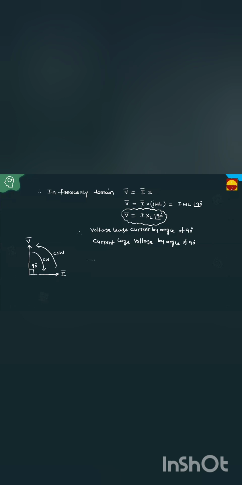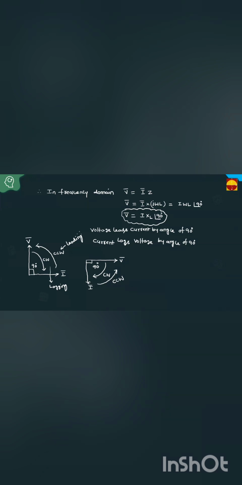Or you can also represent it like this. This is V bar and this is I bar. If you measure in the clockwise direction, current lags the voltage. Clockwise is lagging, counterclockwise is leading, so voltage leads the current. Then how can we define it? Clockwise, current lags the voltage by an angle of 90 degrees. Current lags the voltage, or voltage leads the current.